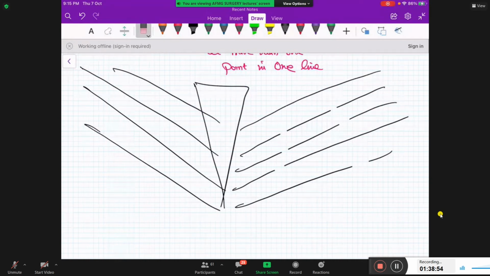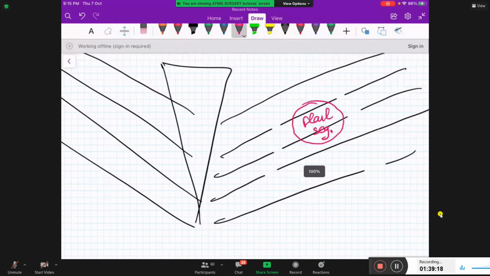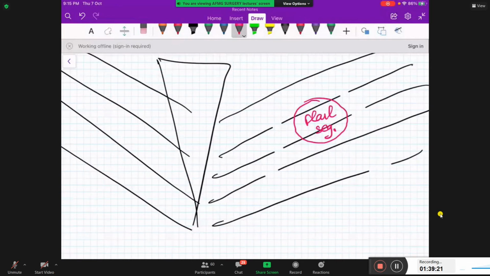Now, once two or more consecutive ribs fracture at more than one point, then it becomes a flail chest. And now you can see this segment of the rib got detached from the normal thoracic cage. This segment is now called the flail segment, and this flail segment is now going to move paradoxically.